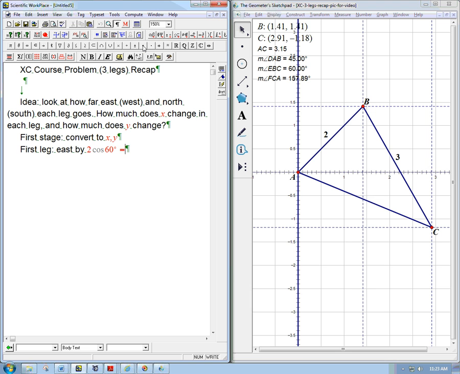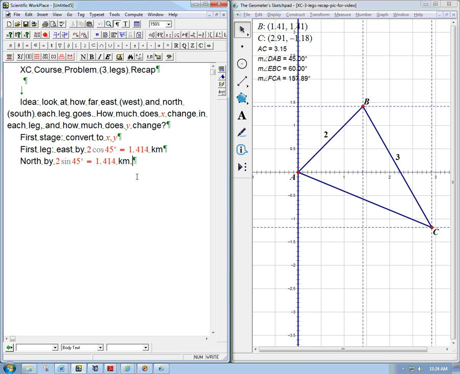Which turns out to, oh, not 60, I'm sorry, this is a 45. Very sorry, that's a 45. I'm getting confused. 2 cosine 45, which is root 2, or just 1.414, let's say. It turns out decimal's best for this. And it goes north by 2 sine 45 degrees, which happens to be the same number. And I'll put the units in here. That's probably a good idea. Kilometers. They're all kilometers.